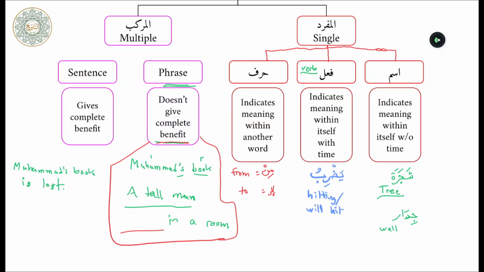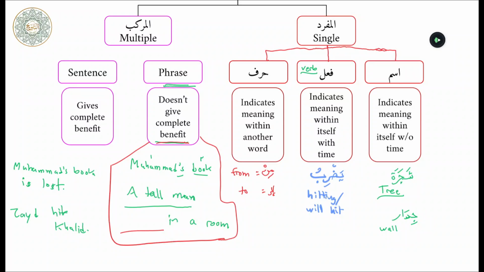On the other hand, we had the murakkab, the phrase, which doesn't give complete benefit, like Muhammad's book, or a tall man, or in a room. You're still waiting for information or a subject. And we had the sentence which gives complete benefit. Muhammad's book is lost. And we'll bring another example over here. Zaid hit Khalid. That's a full sentence. Zaid hit Khalid is a full sentence because you've given complete benefit.